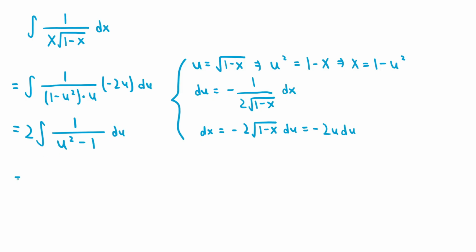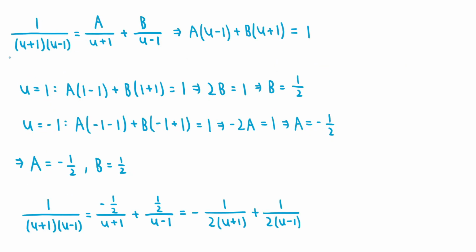I'm also going to factor the denominator and rewrite this as 2 times the integral of 1 over (u plus 1) times (u minus 1) du, and what we need to do now is to use partial fractions to rewrite the integrand as a sum of 2 smaller fractions. So here's how we do the partial fractions for 1 over (u plus 1) times (u minus 1). We need to rewrite this fraction in the form a over u plus 1 plus b over u minus 1, where a and b are constants, since the denominator of the original fraction consists of distinct linear factors.